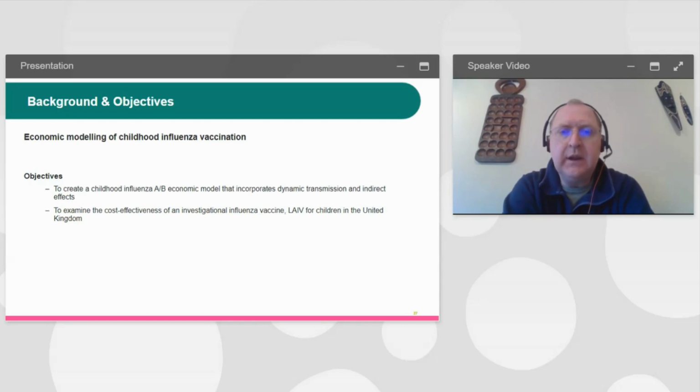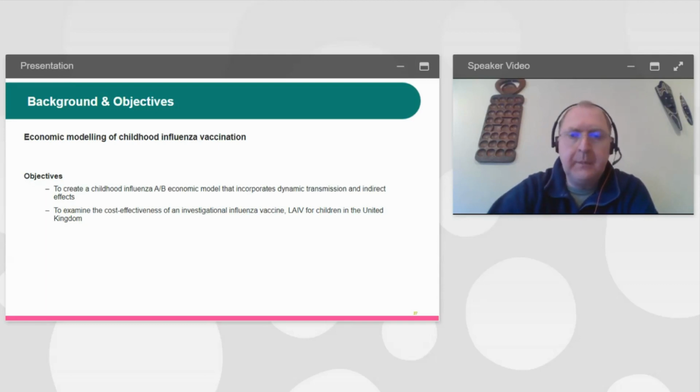So we set out to create a flu model for flu in kids, an economic model with a dynamic transmission component that captured the indirect effects. And to use that model to examine the cost effectiveness of what was then an investigational influenza vaccine, a live attenuated influenza vaccine in children in the United Kingdom, and to compare that to comparator vaccine alternatives.